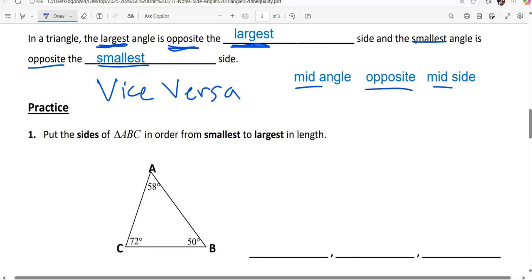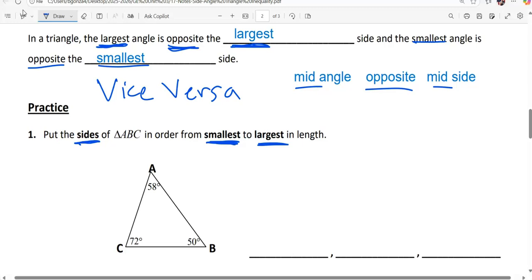So when we read this, I want you to underline key words, right? Make sure you're looking up here. Number one, put the sides of ABC in order from smallest to largest. Now, if all the sides were labeled, it'd be easy. But look at these numbers. These numbers are on the inside and they have these little degree circles. That means these are angles. These are not sides, these are angles, right?